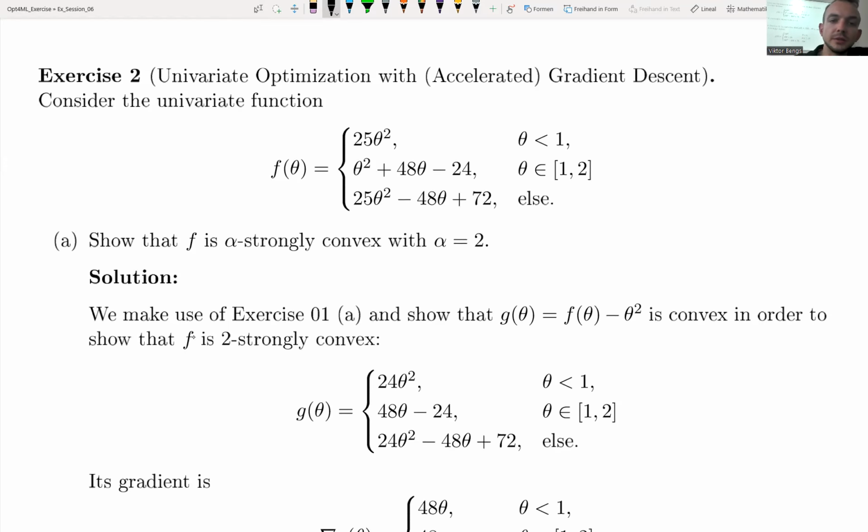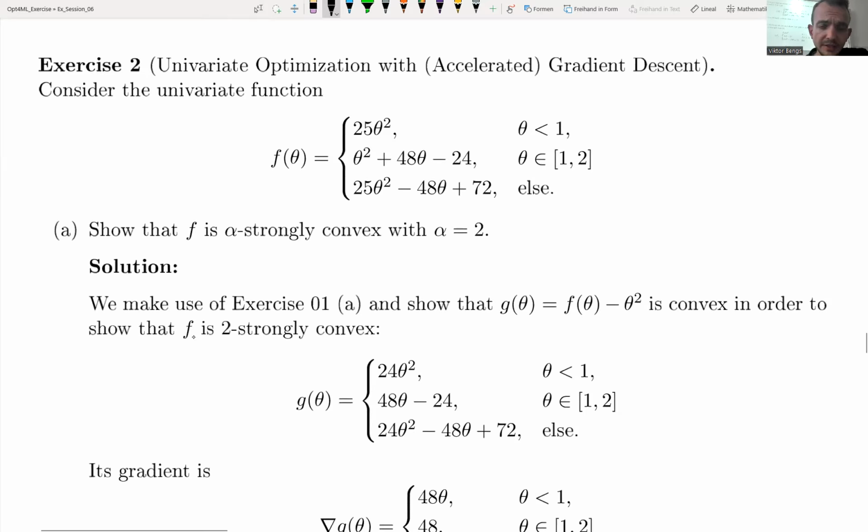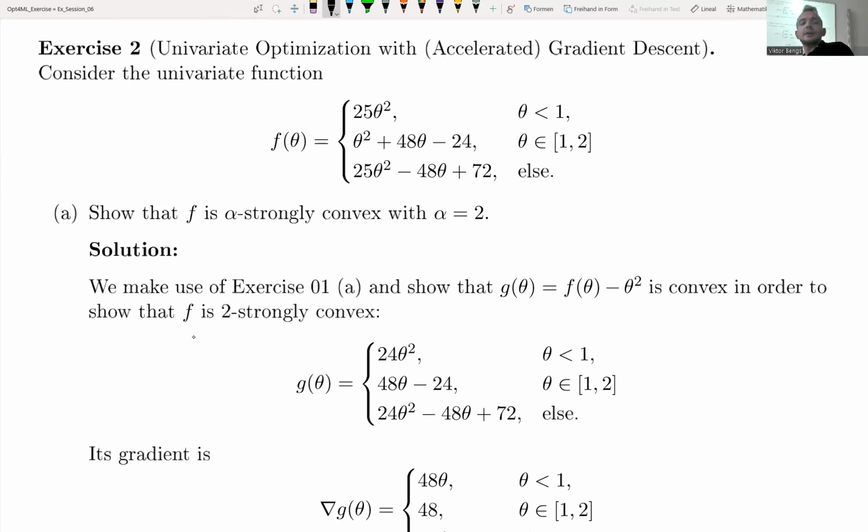Then it's easy to check whether this function is continuous and differentiable. Well, it is. Plugging in the 1, we get for the limit case 25, and here 1 plus 48 gives us 49 minus 24, 25. So they coincide at the boundary point. And for the 2, if we plug in the 2, you can check that this is also true, that everything is fine.